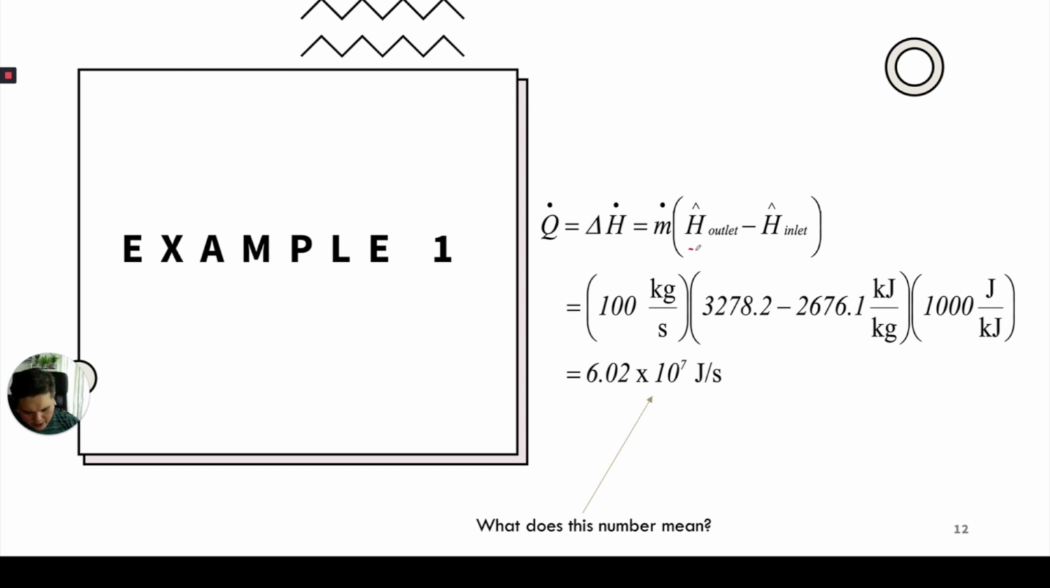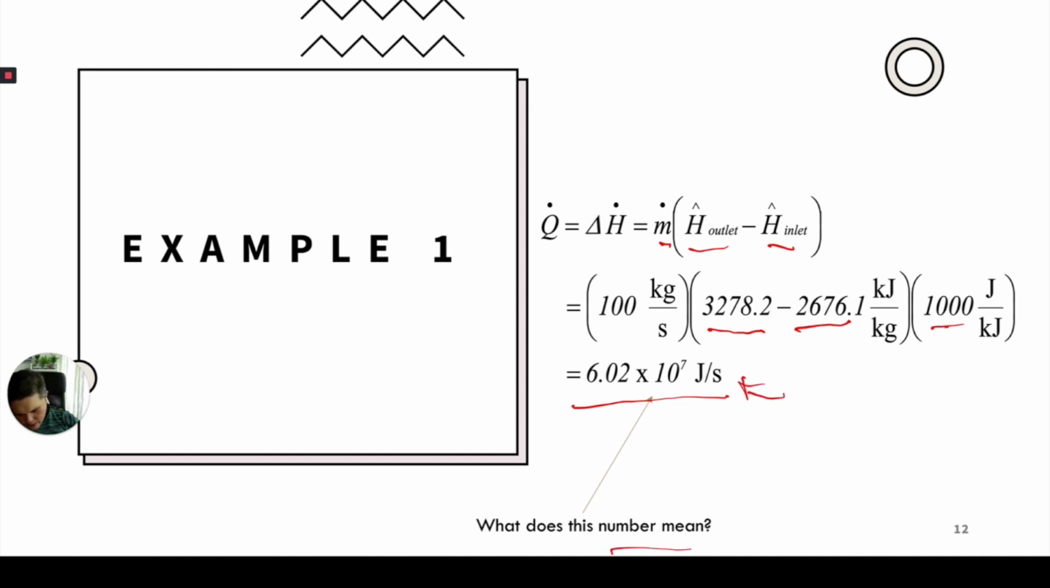Here you have H outlet minus H inlet, which is 3278.2 minus 2676.1. Both are kilojoule per kilogram because this is a specific enthalpy, which means the enthalpy per kilogram. And then you multiply with the flow rate, which is 100 kilogram per second, and with the unit conversion, because you want to change from kilojoule to joule. So finally, when you calculate, you get 6.02 times 10 to the power of 7 joule per second. So what does this number mean?